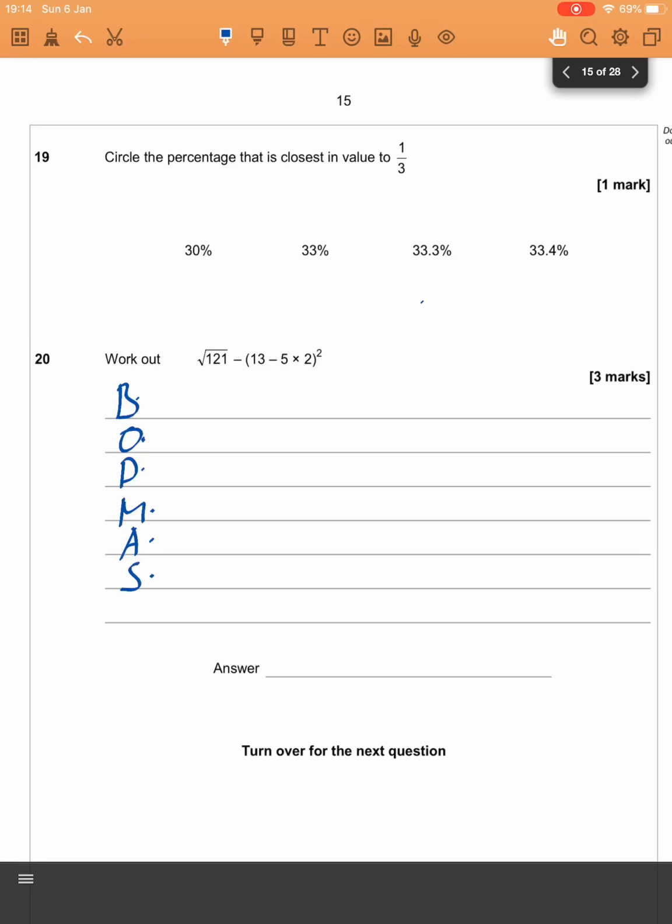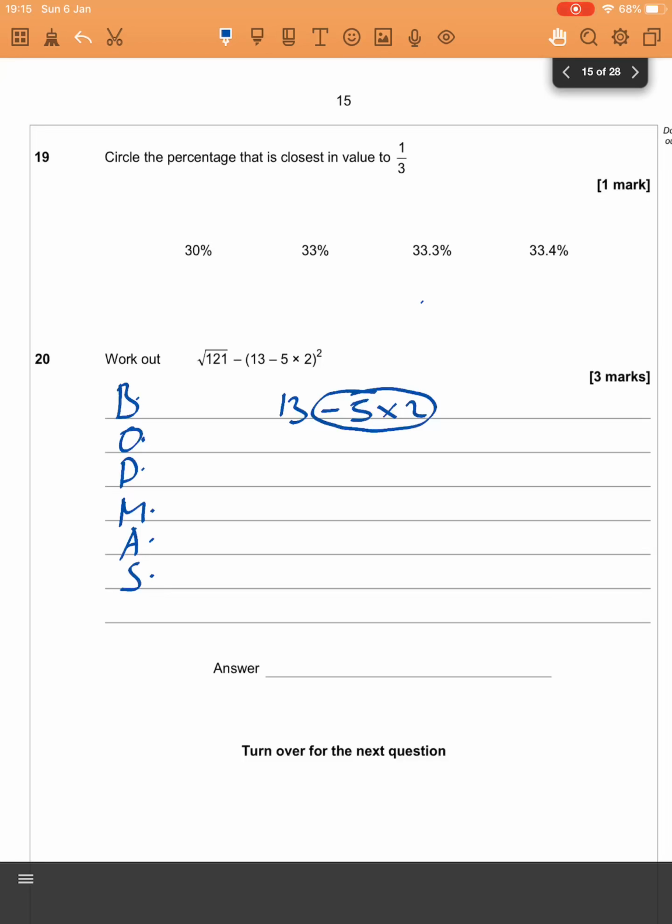So we have some brackets here, so we have to find out what the brackets equal first. So we've got 13 take away 5 multiplied by 2. If we look at our BODMAS, we've got no brackets, no powers, no division, we have multiplication. So the first thing that has to be worked out is this multiplication.